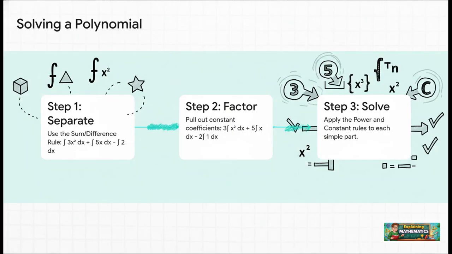That's how. First, the sum rule lets us split this big problem into 3 separate, much friendlier integrals. Then, the constant multiple rule lets us pop the 3, the 5, and the 2 right out front. And look what we have left. 3 simple integrals that we already know how to solve using our power and constant rules. We just turned a scary problem into a totally straightforward one.